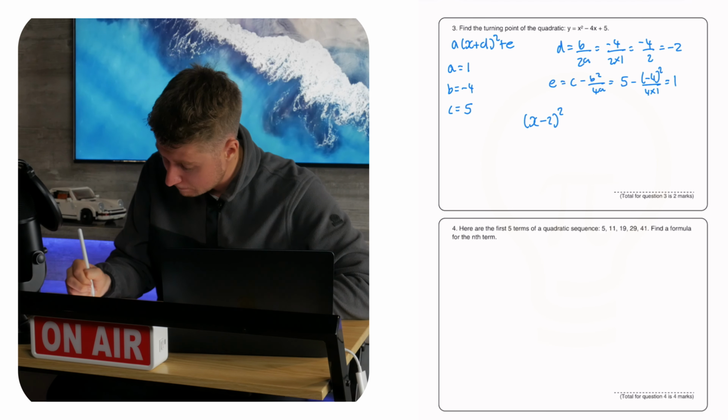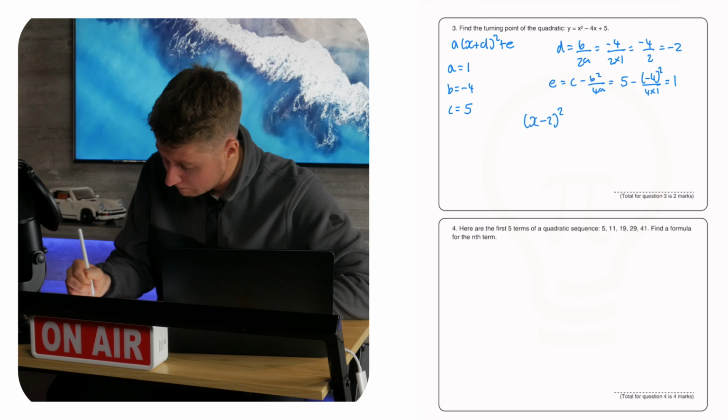Now the turning point is given in this complete the square form. We've got -2 and +1. So the coordinates of the turning point, what we need to do is change the sign of the number inside of the brackets. So -2 becomes +2, and then keep the number outside along with the sign. So the turning point of y equals x squared minus 4x plus 5 is 2, 1.